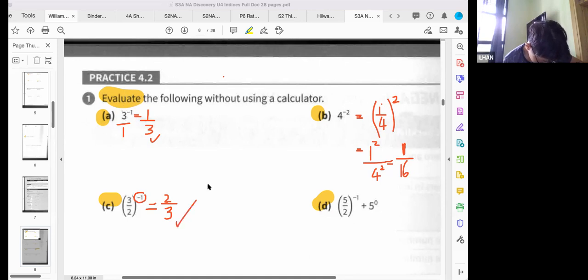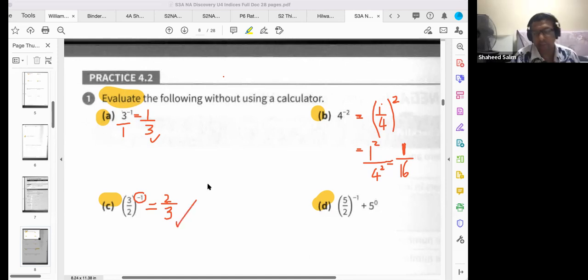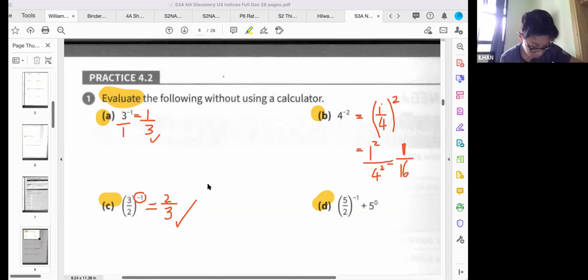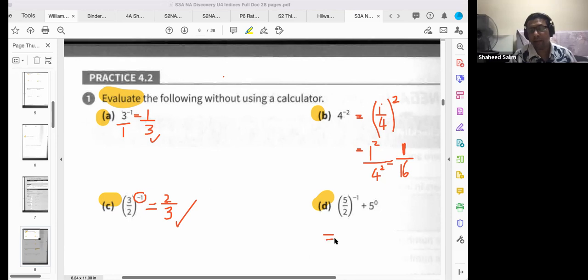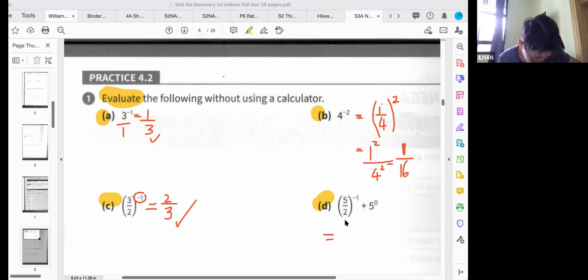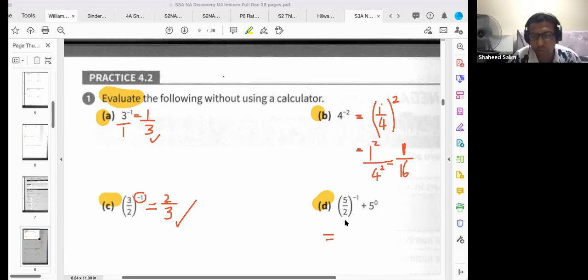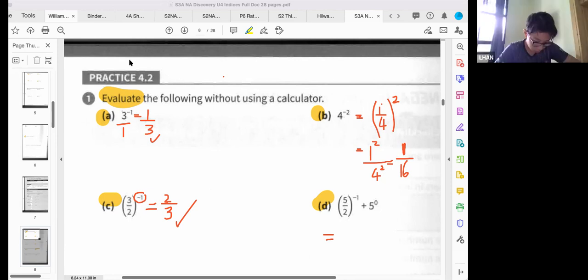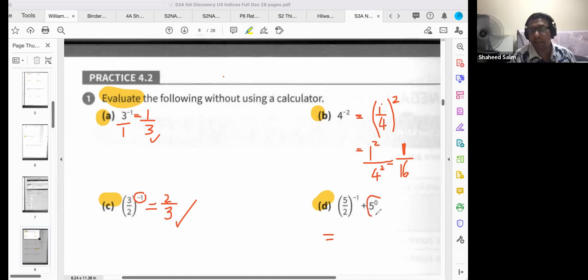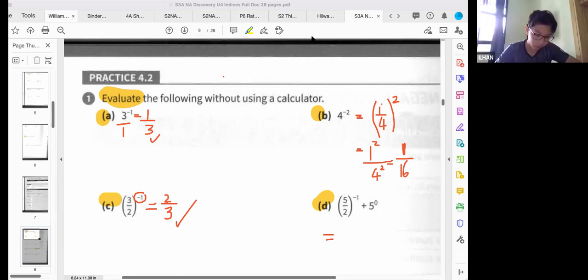Yep. Okay. So now, what about D? You tell me the step. Plus 5, 4. Where you get 5 from? There's no square. Is it to the power of 1 or no? 2/5 plus 5. No, this to the power of 0. Anything to the power of 0 equals 1. Yes.